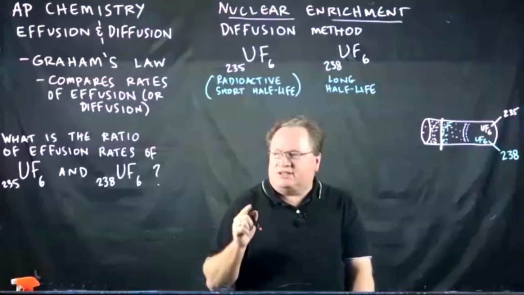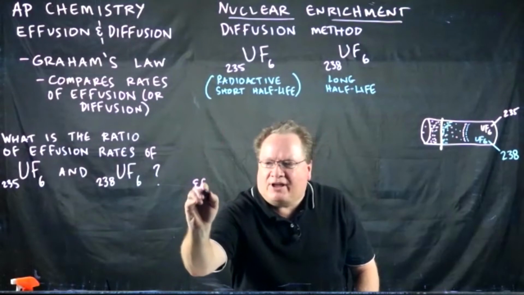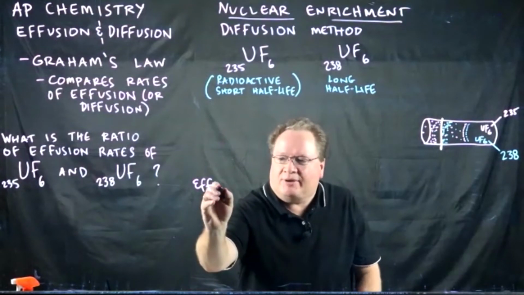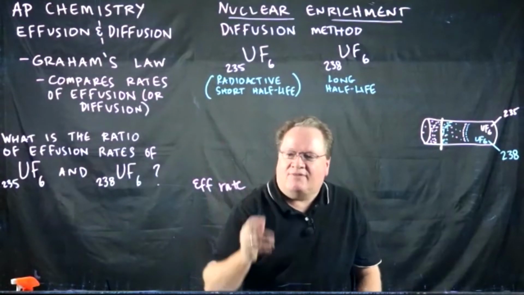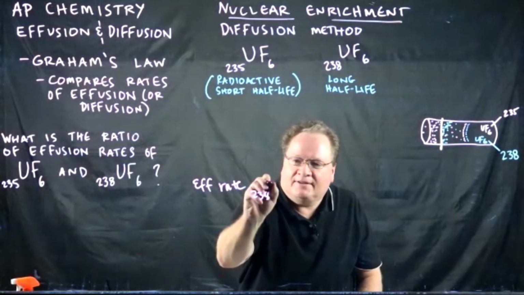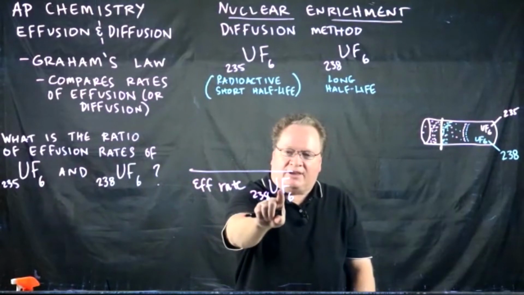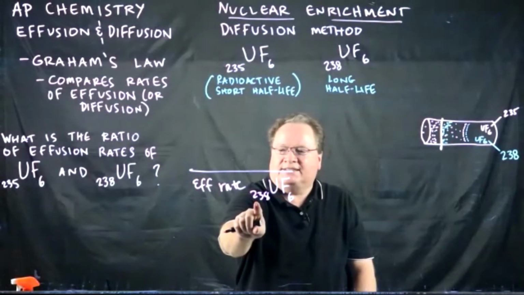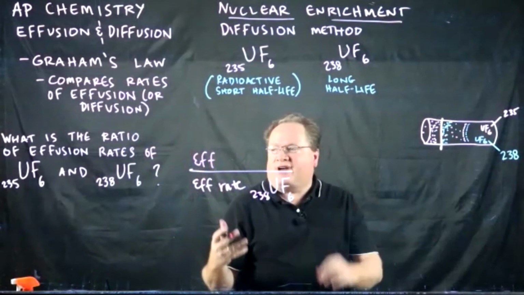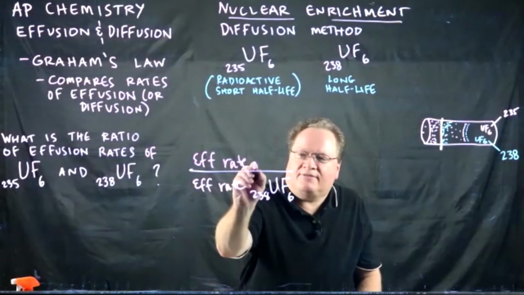And the way that we usually do this is when I do the ratio, I want to put the heavier isotope or the heavier molecule on the bottom of the ratio. So I'm going to say the effusion rate of the heavier of the two. Well, if I look at these two, the heavier of the two is this one. So I'm going to take the effusion rate of the uranium hexafluoride that has the 238 in it, and that'll be on the bottom. And on the top, because I'm going to compare these by making a ratio, a fraction, I'm going to put the lighter one. So this will be the effusion rate of the 235 uranium hexafluoride.